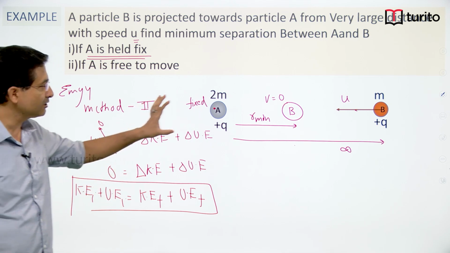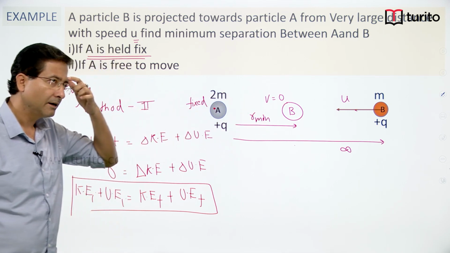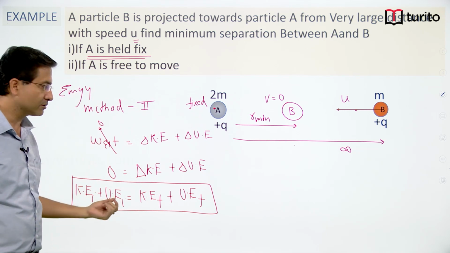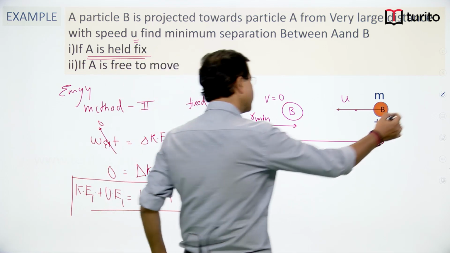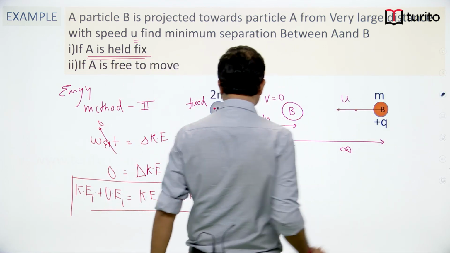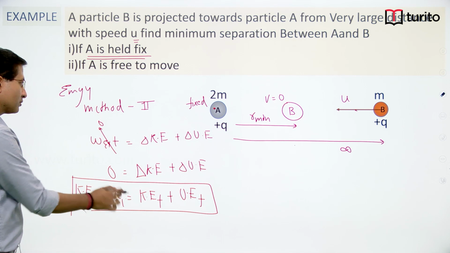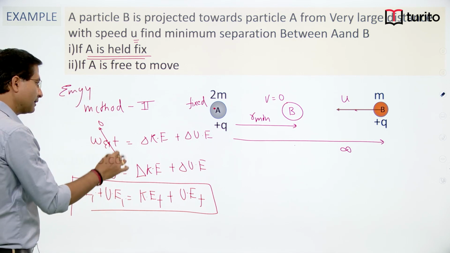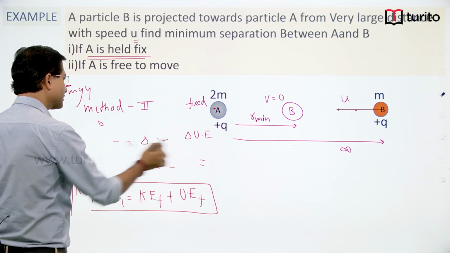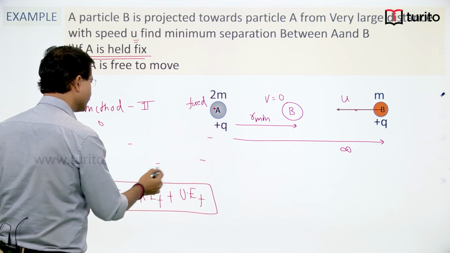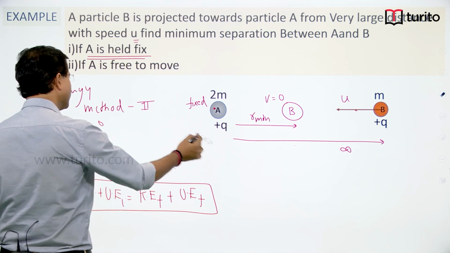So initial kinetic energy of the system plus initial potential energy of the system must be equal to final kinetic energy plus final potential energy of the system. I am using this one. I will erase all. I hope method 2 is clear. Let us substitute all the values.